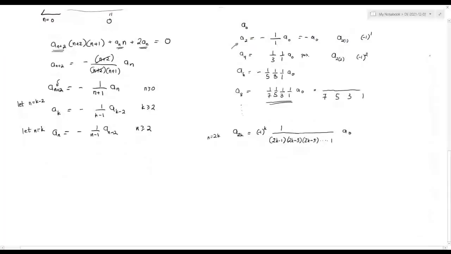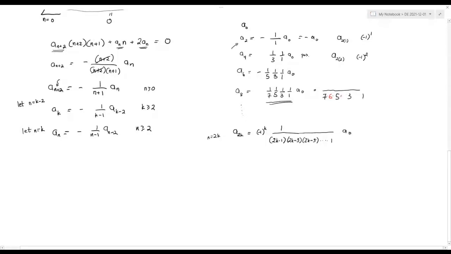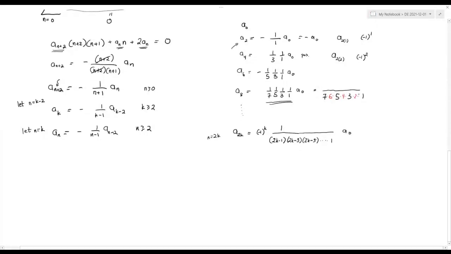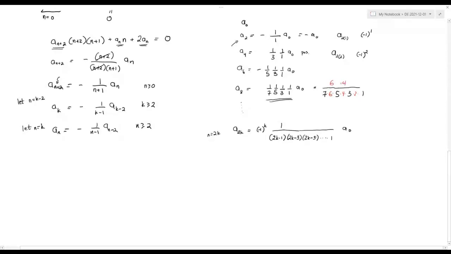And we're just going to simply introduce the factors that we want to see to complete a factorial, as we know. So 6, 4, 2. And since I introduced that in the numerator, I got to introduce those factors in the denominator as well.